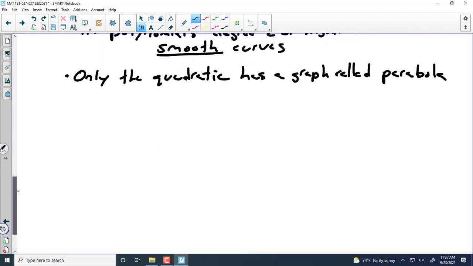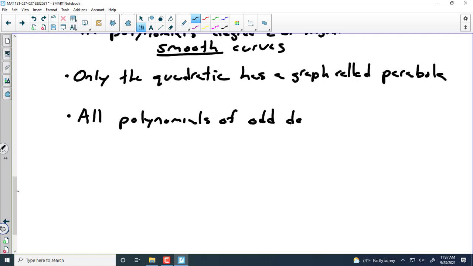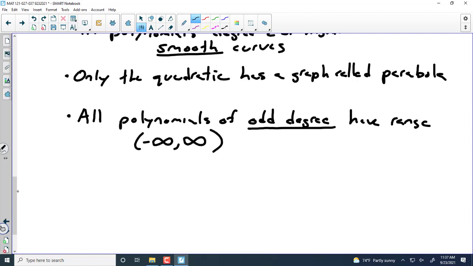And here's the last thing I'll say about these. All polynomials of odd degree, if the highest power is odd, have range negative infinity to infinity. If it's an odd degree, everyone, then it does go up and down forever. The quadratic wasn't odd, so it didn't do that.